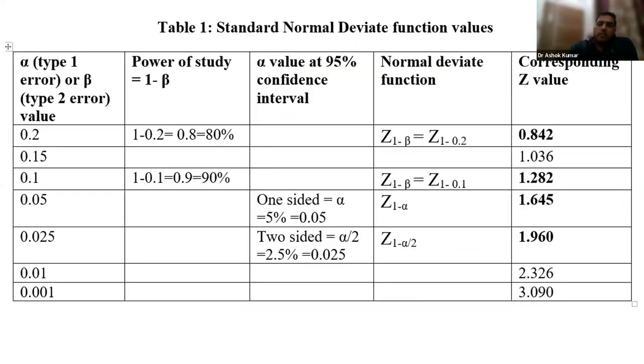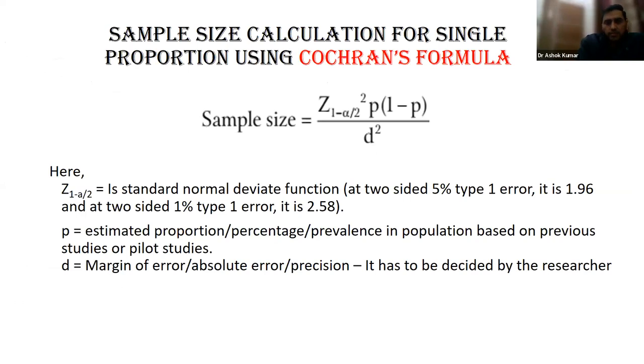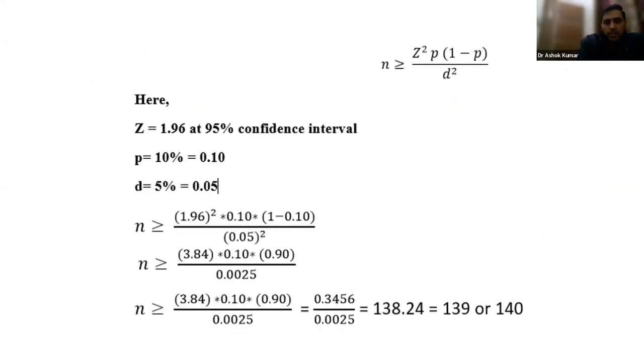You have to remember this table, only 4 figures. Z1 minus beta, for 80%, is 0.84. As I told you, beta is for power of study, 1 minus beta. So when we compare two or more than two groups, we will use this. Otherwise, for a single group, there is no need of 1 minus beta, Z1 minus beta. We only need Z1 minus alpha by 2. So we have to remember these 4 values and these formulas. This is the Cochran formula. These are the examples.